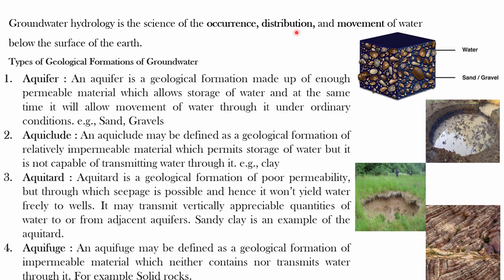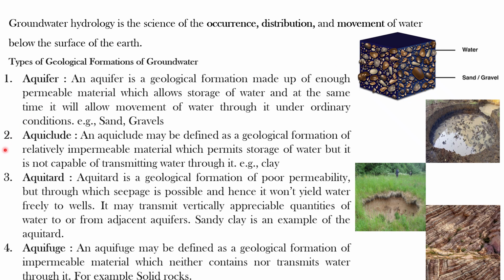To understand this better, we need to know that groundwater is stored in different types of geological formations. The first one is the aquifer. These are geological formations made of permeable materials such as sand and gravel. So they can store the water and also allow the water to move through them. These are the best sources for wells and bore wells.